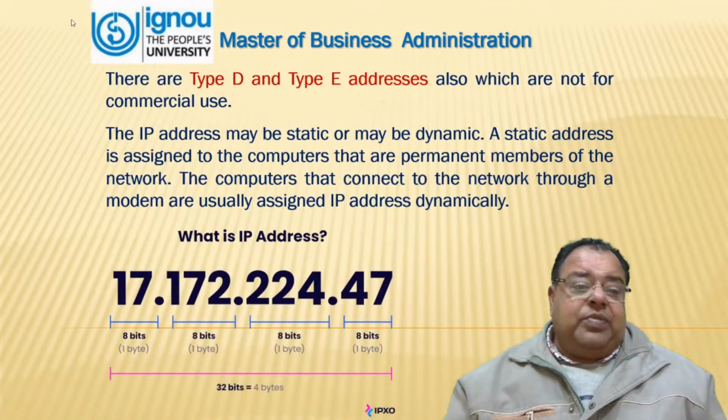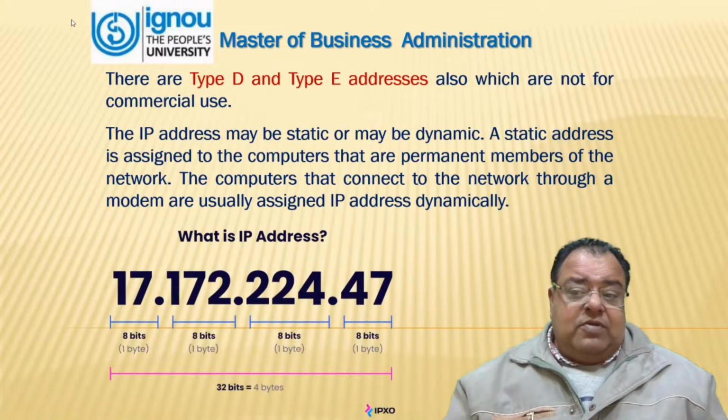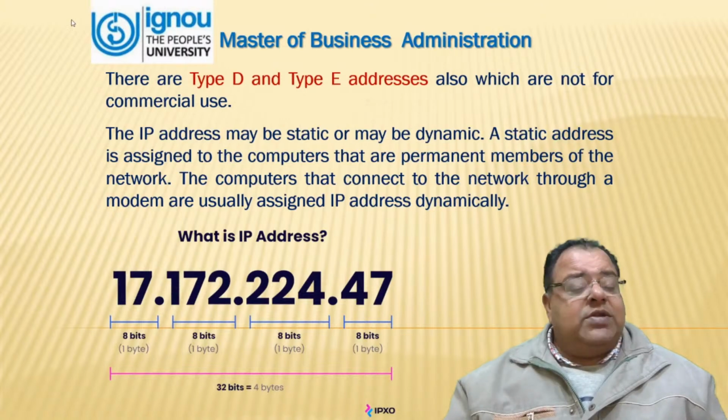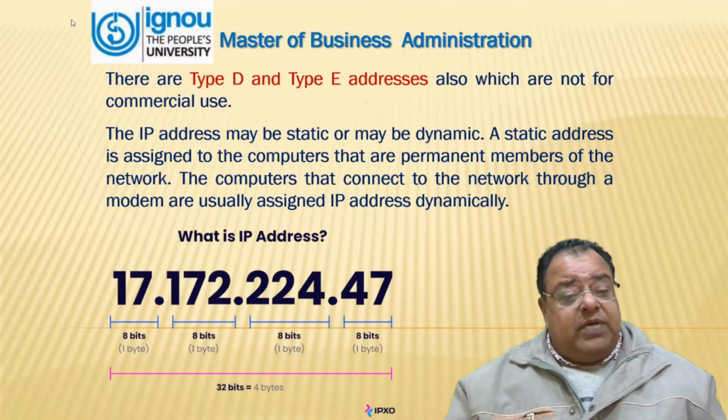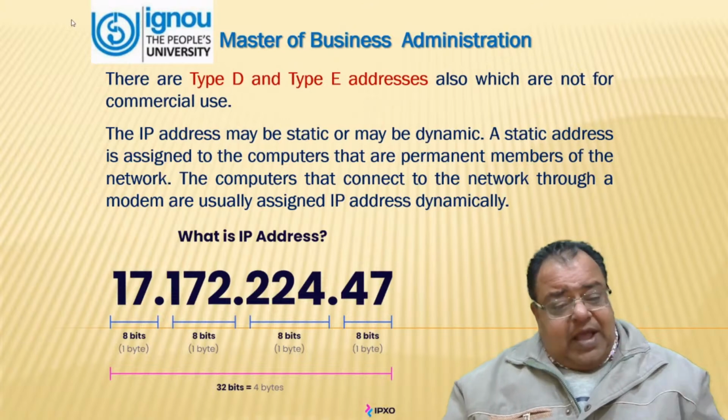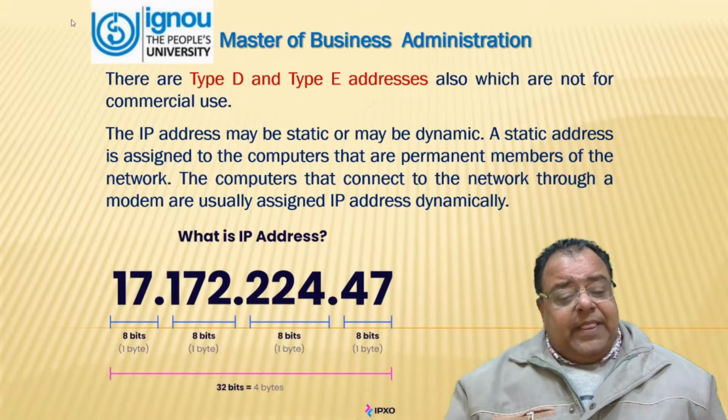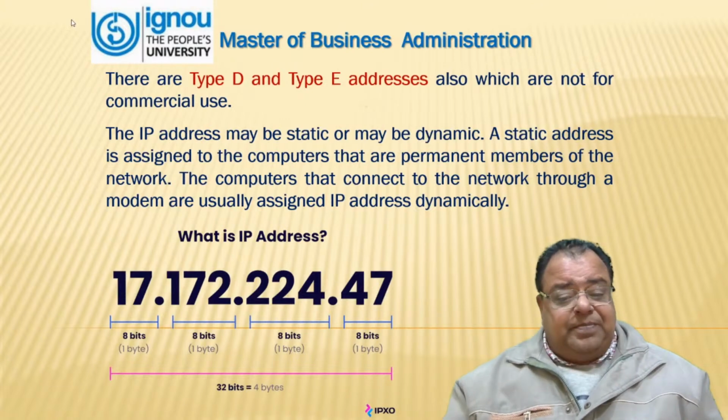Now, there are type D and type E addresses also, which are not for commercial use. The IP address may be static or may be dynamic. A static address is assigned to computers that are permanent members of the network. A computer that connects to the network through a modem is usually assigned an IP address dynamically. You can see how this IP address is represented.